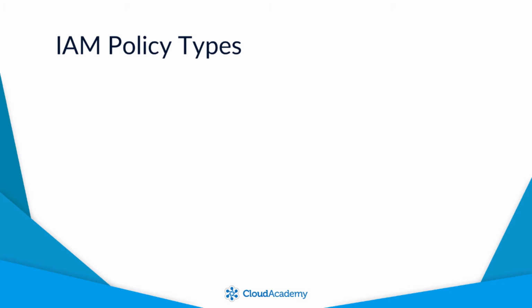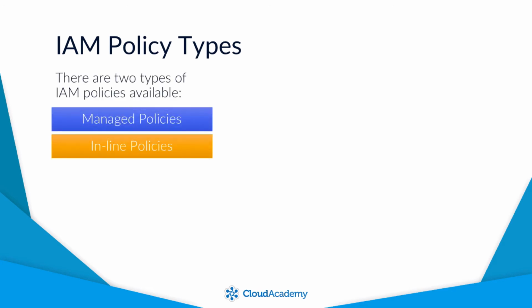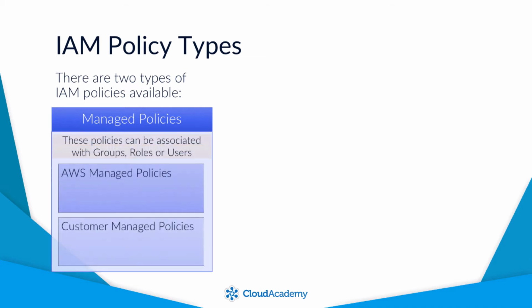Now we know what an IAM policy looks like, I want to talk to you about two different types of IAM policies available, these being managed policies and inline policies. Managed policies come in two different flavours, AWS managed policies and customer managed policies. These managed IAM policies can be associated with a group, role or user, although assigning to a user is not best practice. The difference between AWS and customer managed is as you would expect.